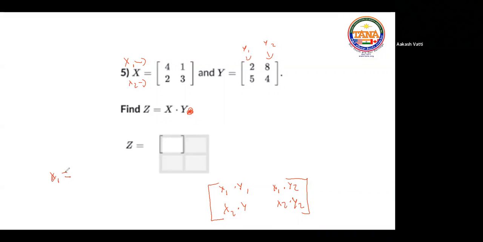And x of 1 times y of 1 is the same as 4 times 2 plus 1 times 5, because you multiply 4 by 2 and 1 by 5. Since it's the first row and first column, multiply this over. So these two get multiplied together and get added to what these two multiplied together is. So that's x of 1 times y of 1.